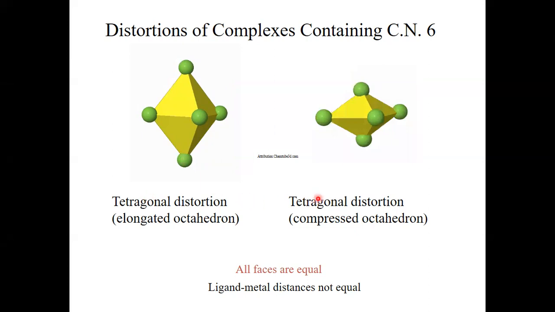So when you have a tetragonal distortion, then all faces are still equal with regard to symmetry, but the metal-ligand distances are not equal. In the elongated octahedron, we have 4 ligands closer to the metal and 2 further apart. And in the compressed octahedron, you have 2 ligands closer to the metal and 4 ligands further apart from the metal. I forgot to say that we reduce the symmetry when we distort, so we don't have the symmetry Oh anymore, but we have instead the symmetry D4h.